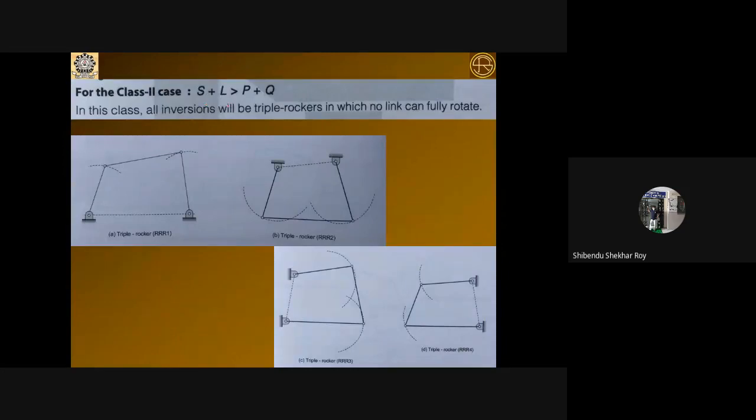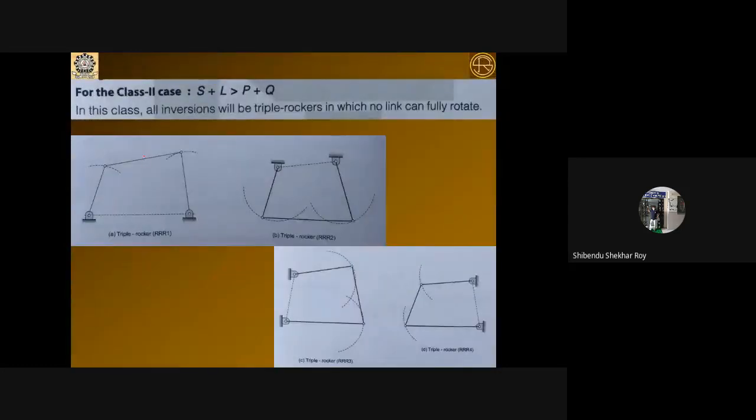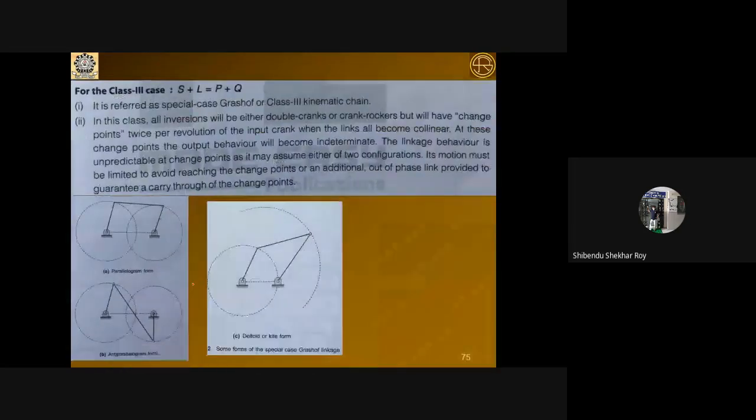Now, if S plus L is greater than P plus Q, it is a non-Grashof linkage, and you will not get the full rotation. In all inversions, you will get only rocker movement, called double rocker movement, or sometimes triple rocker also, because your coupler is also rocking. So input, output and coupler all are rocking. That is sometimes called the triple rocker mechanism.